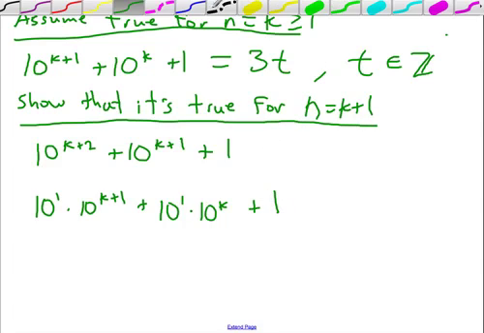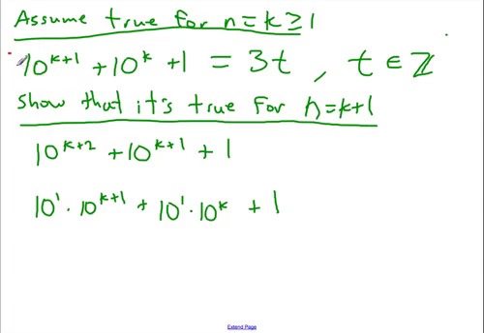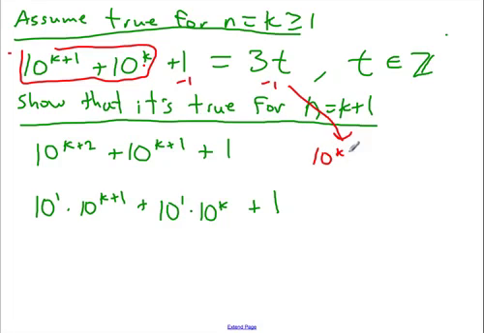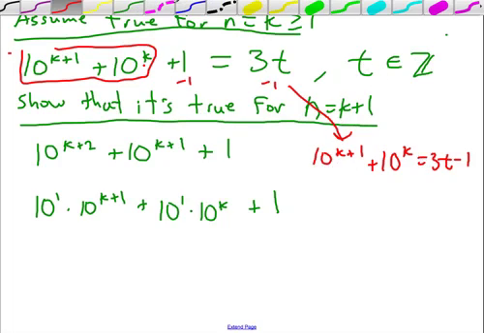Okay, but what we have here in our assumption is 10 to the power of k plus 1 plus 10 to the power of k plus 1. So if we want just this part, we're going to have to solve by subtracting 1 from both sides. So let me just write that down over here because I don't have room up there. So basically 10 to the power of k plus 1 plus 10 to the power of k equals 3t minus 1. Okay, so we're going to make that substitution in a second.